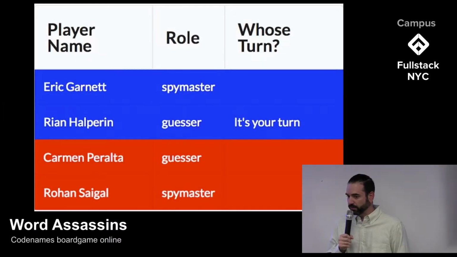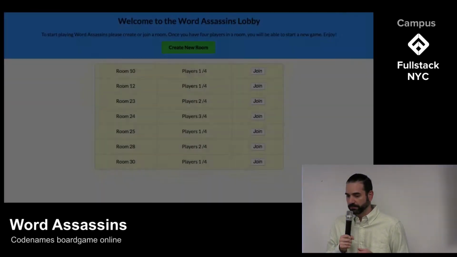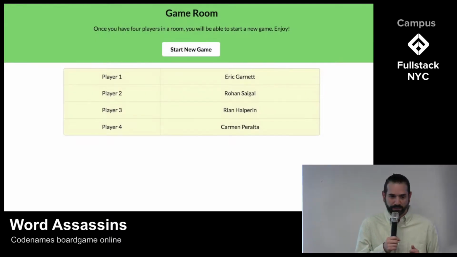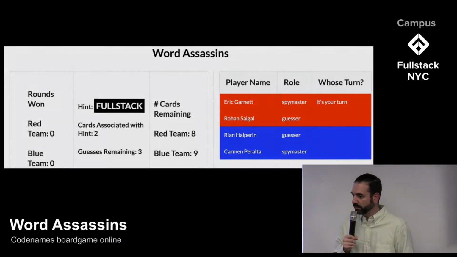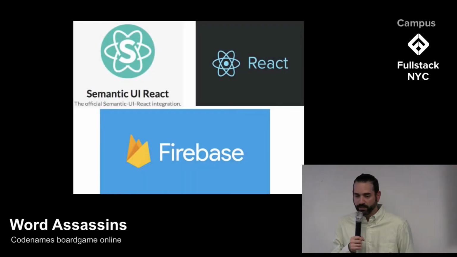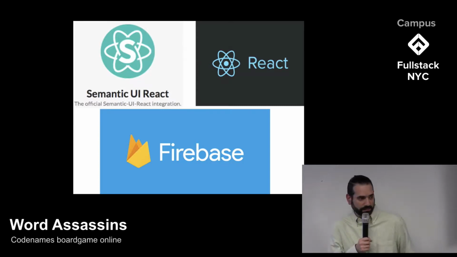In Word Assassins, there are two teams. Each team has a spy master and a guesser. The spy master knows the words associated with their team and tries to get their teammates to get the proper ones. Our game has all players interacting in real time, making gameplay perfectly seamless. In fact, by using Firebase, React, and Semantic UI, we're able to create an online version that in many ways is better than playing in person. Ryan, how's the game work?